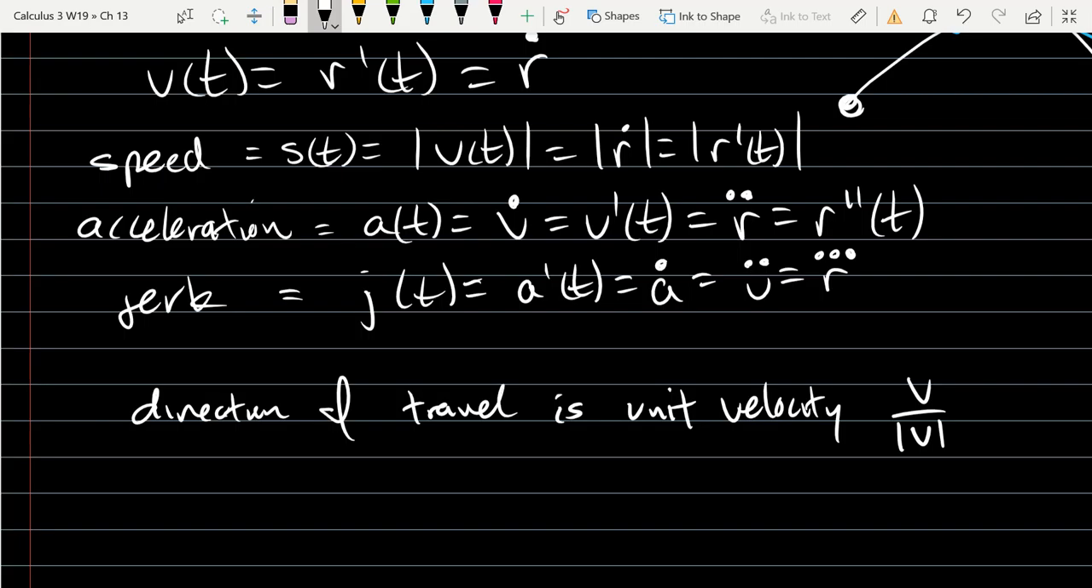What type of velocity would not have a direction? Zero velocity. If you're not moving, you can't talk about a direction. You'd have an undefined direction.